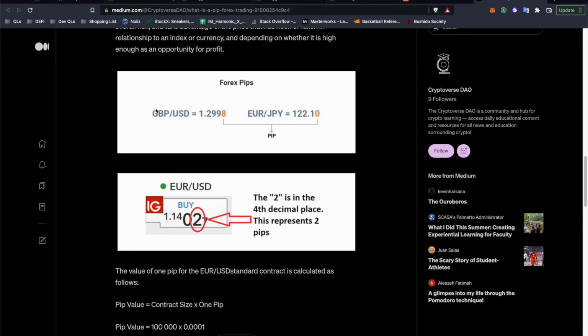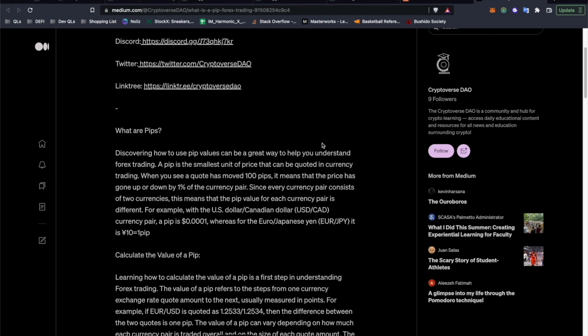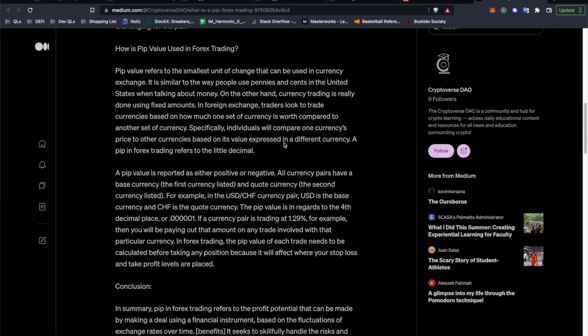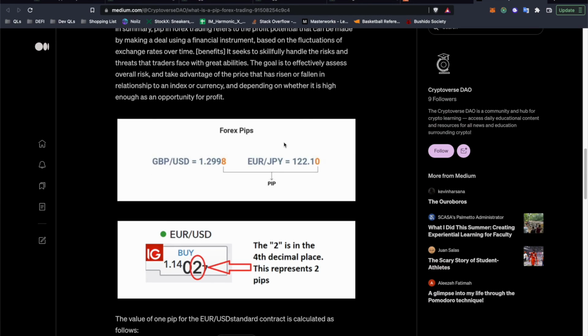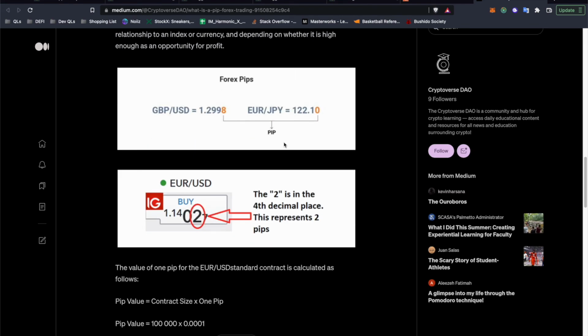Yep, again, one against the other. And the smallest unit of price that can be quoted in currency trading. That's effectively what it is. Smallest unit of price that can be quoted in currency trading. And it's calculated based on value of this in that against value of that in this. It changes depending on the currency pair. And the pips you're aiming for will determine your take profit and your stop loss in your trades.